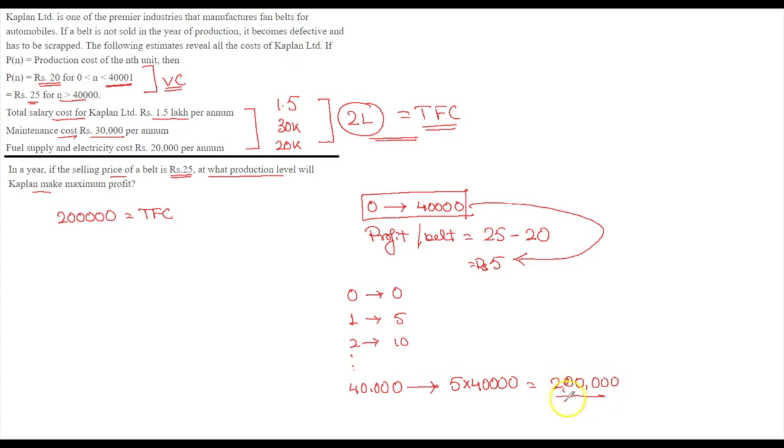However, since this 2 lakh rupees is equal to the total fixed cost, we are neither making an overall profit nor making any loss. So we are in a zero profit zone. Now, what after the level of production being greater than 40,000?